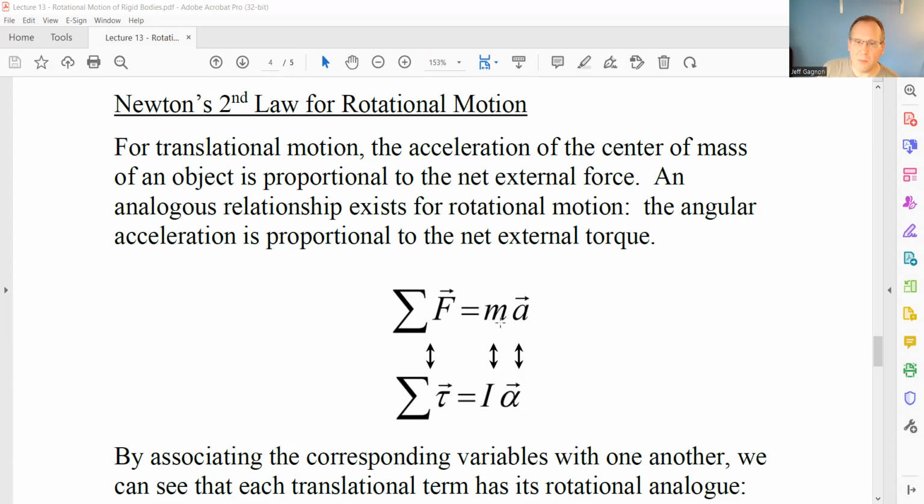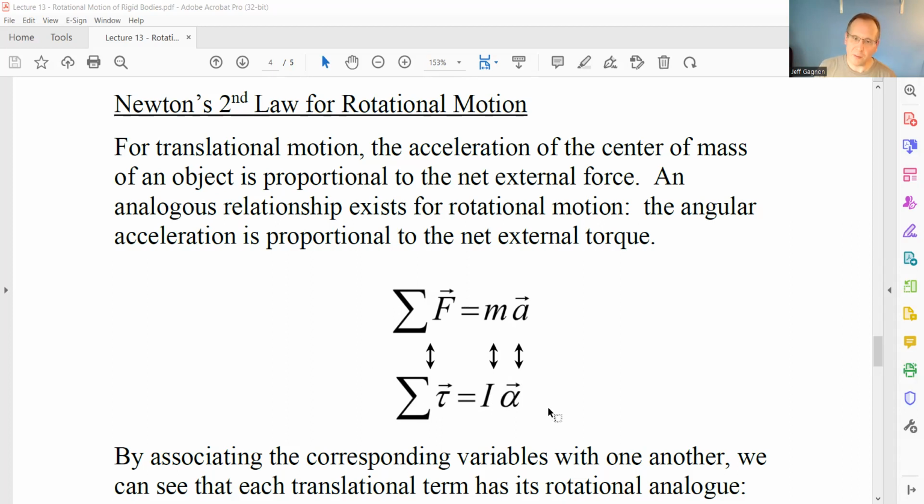Whereas masses resist changes in linear motion, if you have a larger mass, it's harder to accelerate the object. Moment of inertia, the I, resists changes in rotational motion. So if you have a larger I, then it's harder to rotate the object. Like that ping pong paddle where we calculated about the handle. It would be harder to rotate that than to rotate the other one where we calculated about the paddle itself.